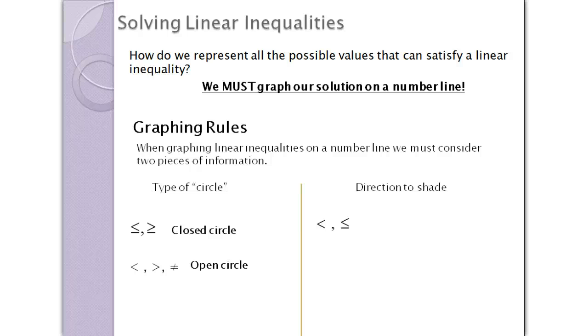The second piece of information we have to consider is which direction to shade. If you see a less than or equal to symbol, you're going to shade left. That just goes back to number line sense. If you plot your values in numerical order on the number line, and you're telling me that x is less than 2, numbers to the left of 2 will be numbers that are less than 2, so you'll shade to the left.